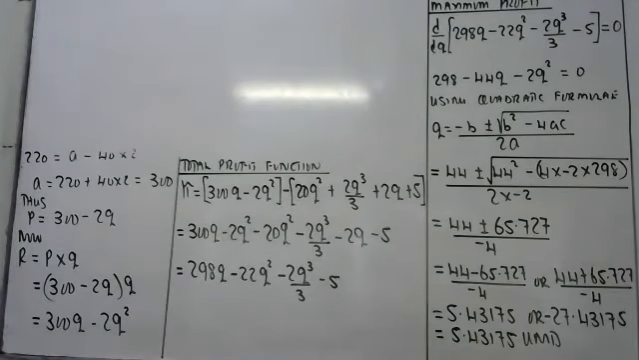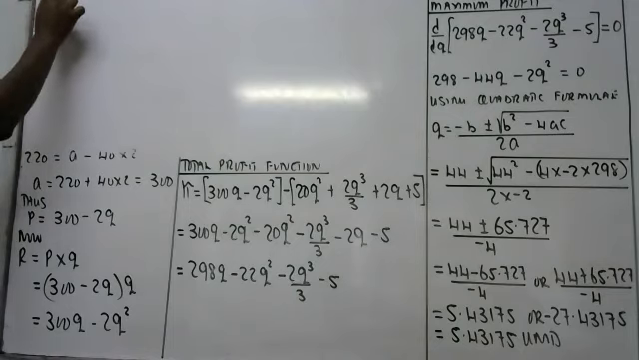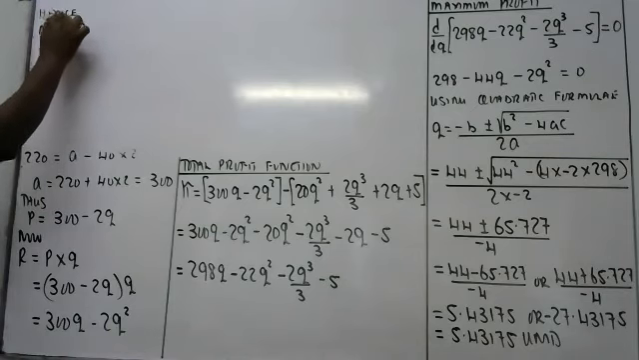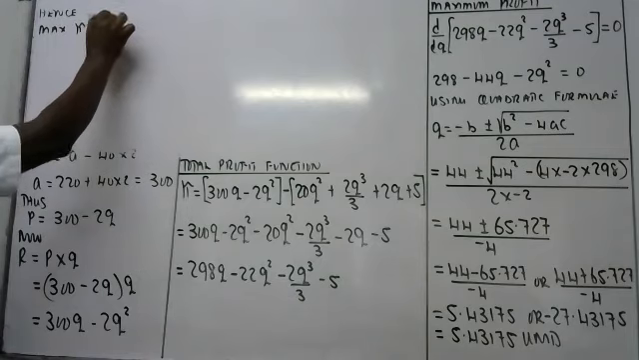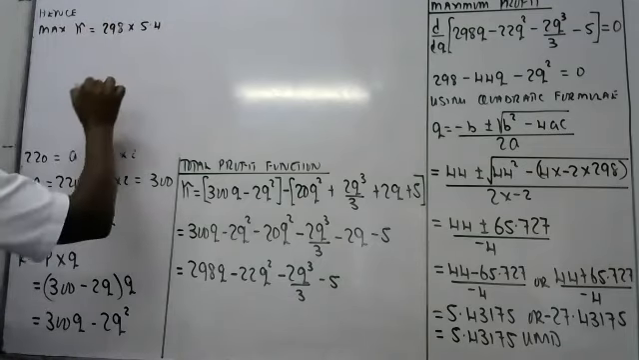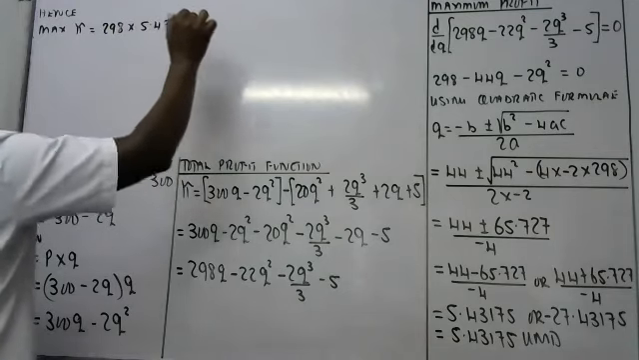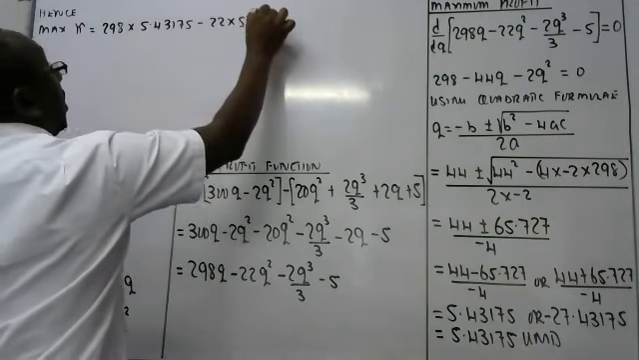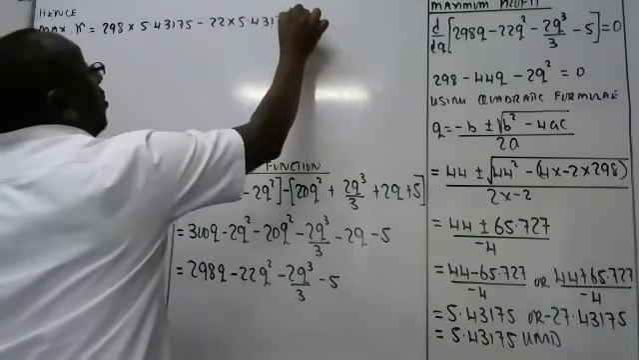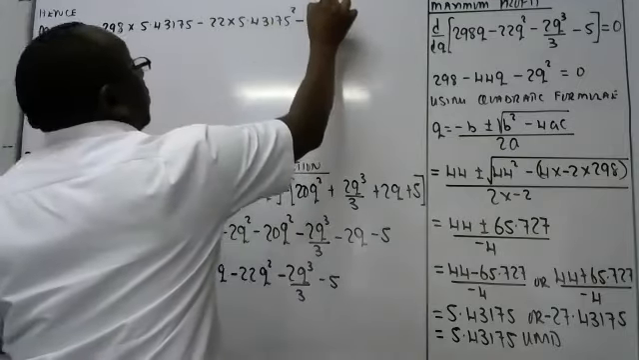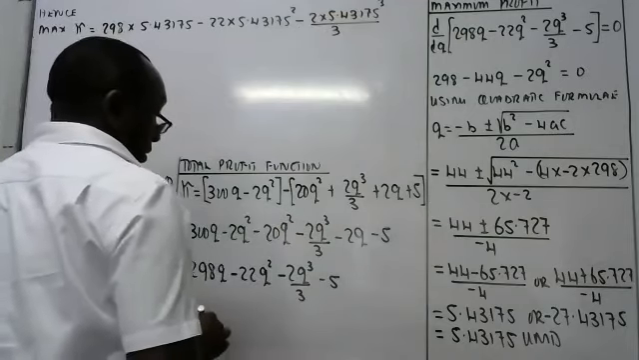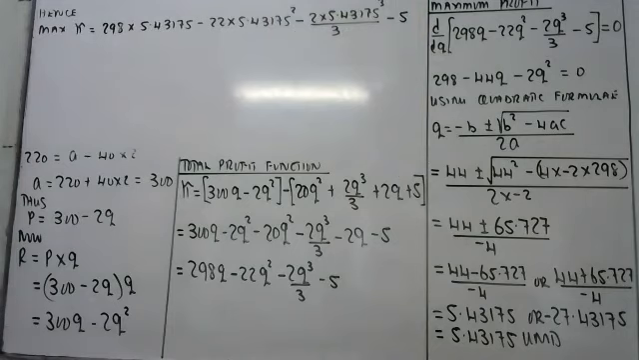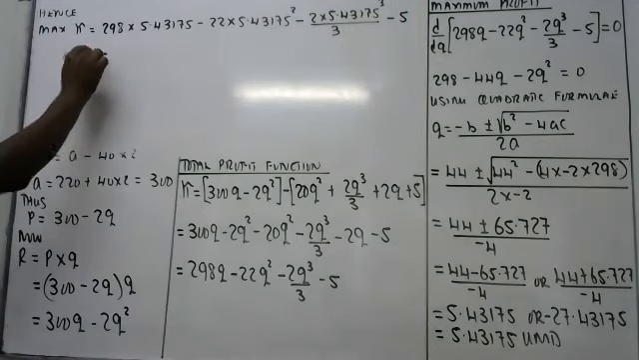Hence, maximum profit. We now put this one in our equation for the profit, which was 298 times 5.43175 minus 22 times 5.43175 squared minus 2 times 5.43175 cubed out of 3 minus 5. All the figures are really in the 10, that's why I'm using the base of 10. So Kenya shillings.